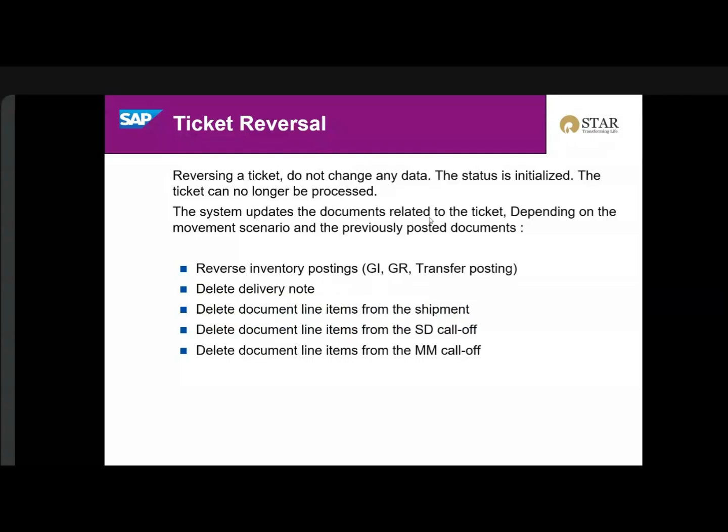So the system updates the documents related to a ticket depending on the movement scenario. While you do the reversal, all these things will happen. Reverse the inventory posting, GR will be reversed, delete delivery, delete document line item for shipment, and the sales order is deleted. If it is a purchase order, it will be deleted. Otherwise you should have done all these steps. Here with only one button, so many transactions can happen.